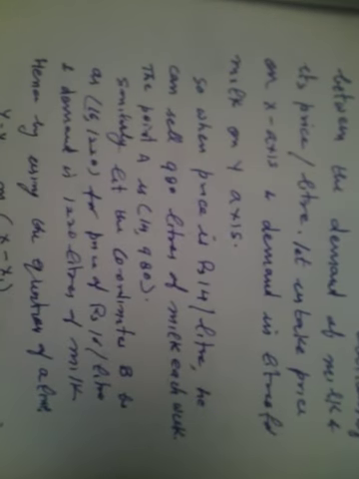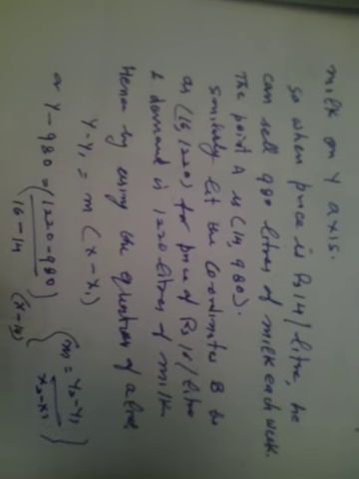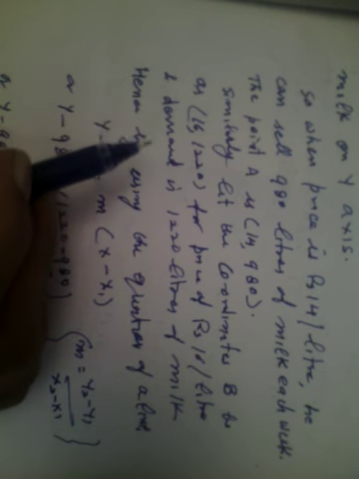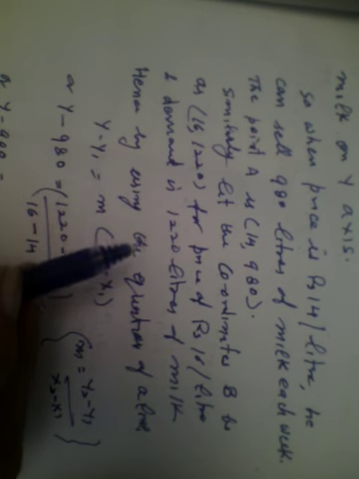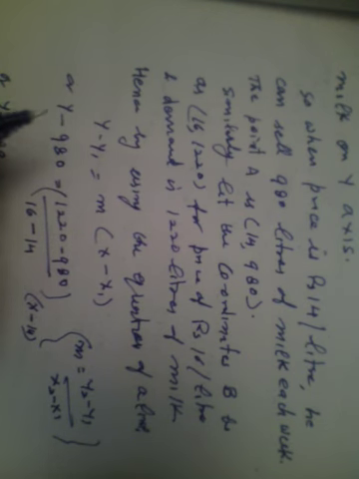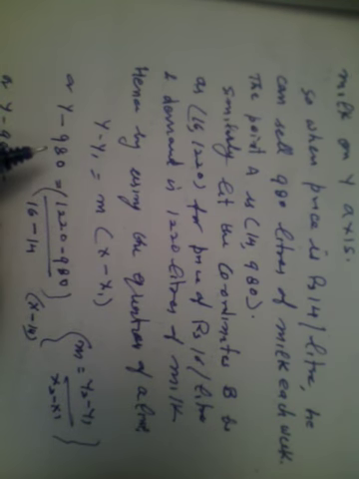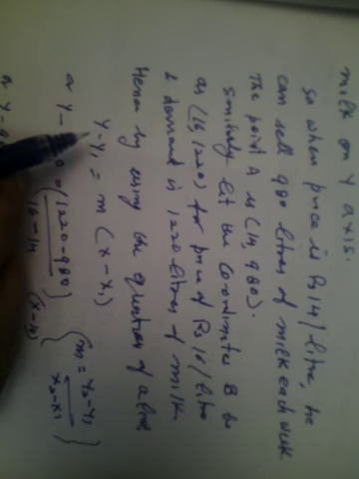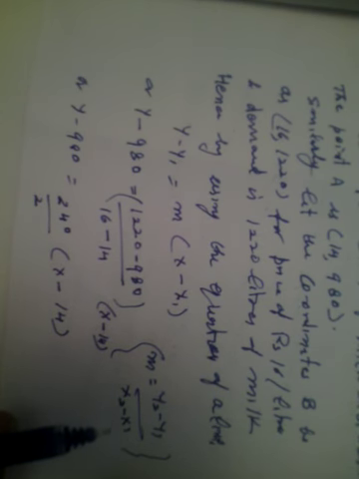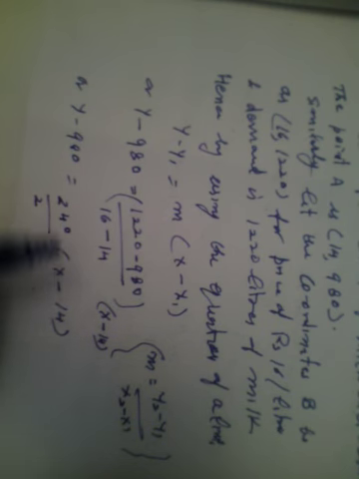Similarly, let the coordinates of B be (16, 1220), which is for the price at rupees 16 per liter, and demand is 1220 liters of milk that week. And by using the equation of the line, y minus y1 is equal to m times (x minus x1), where m is given as (y2 minus y1) divided by (x2 minus x1).